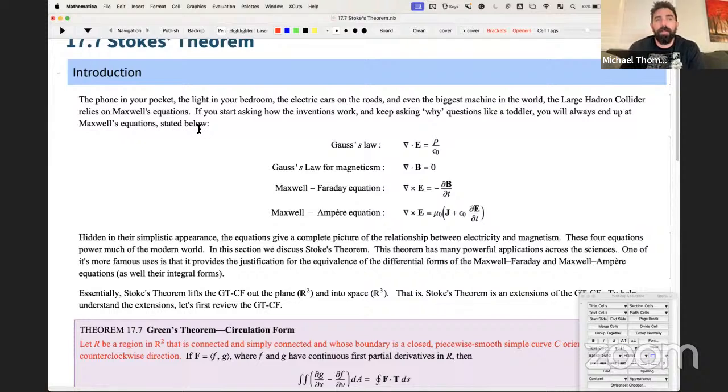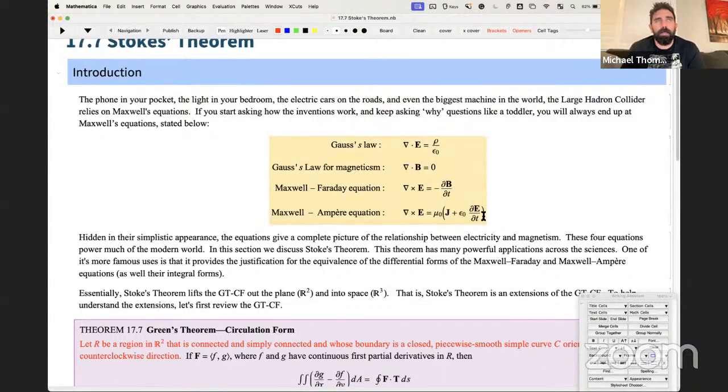Okay, so for example, the phone in your pocket, the light in your bedroom, electric cars on the roads, computers, even the biggest machine in the world, the Large Hadron Collider, relies on this set of equations called Maxwell's equations. You'll run across these in your physics classes. I'm not sure what the number is, but it's the class on electromagnetism stuff. So if you take one of these things that we use, and you start asking why does this happen? Why does that happen?